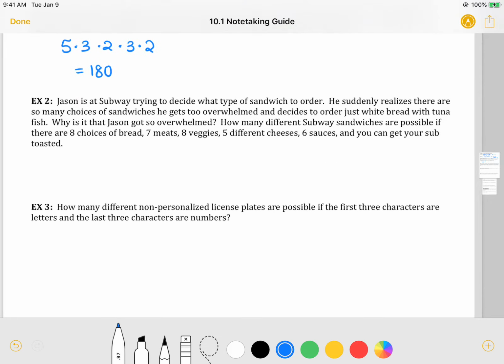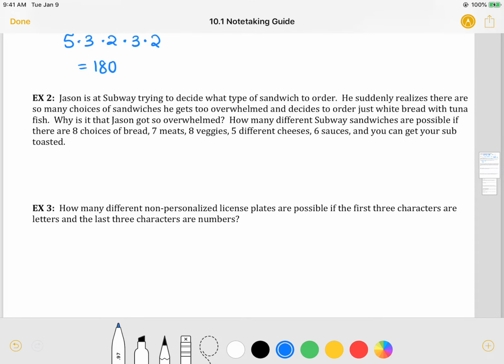Let's look at example 2 here. It says, Jason's at Subway and he wants to order a sandwich. But he suddenly realizes that there's so many choices that he gets too overwhelmed and he just decides to order white bread with tuna fish, just something simple. Why does he get overwhelmed? We're going to figure out all the different ways that we can make a unique Subway sandwich with 8 types of bread, 7 types of meat, 8 veggie choices, 5 different cheeses, 6 sauces, and in addition, you can have your sub toasted or not toasted.